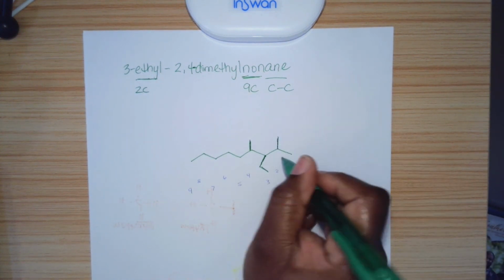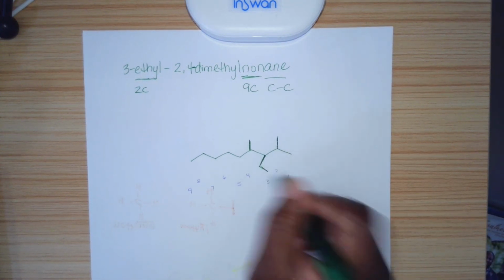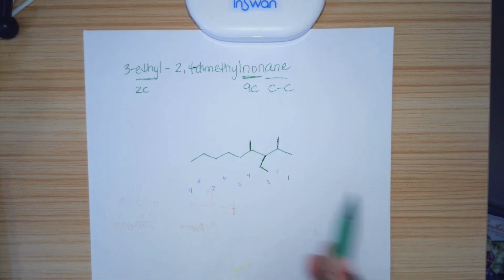So I have my structure of 3-ethyl-2,4-dimethylnonane. If you're given the name, just start with the parent chain, then fill in your substituents. If you're given this structure, you still want to start with the parent chain and then identify your substituents. So I hope that this helps with naming and drawing alkanes. Thank you.